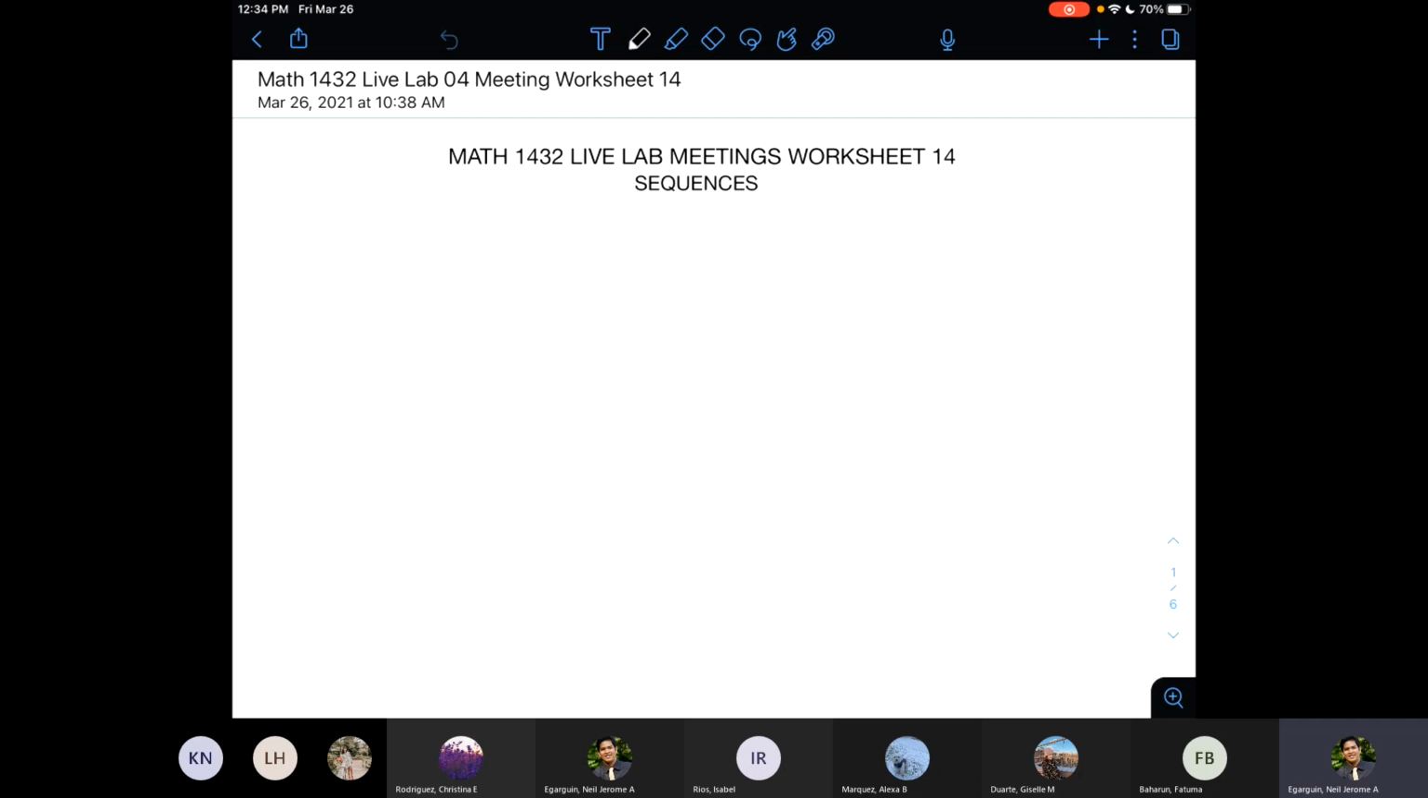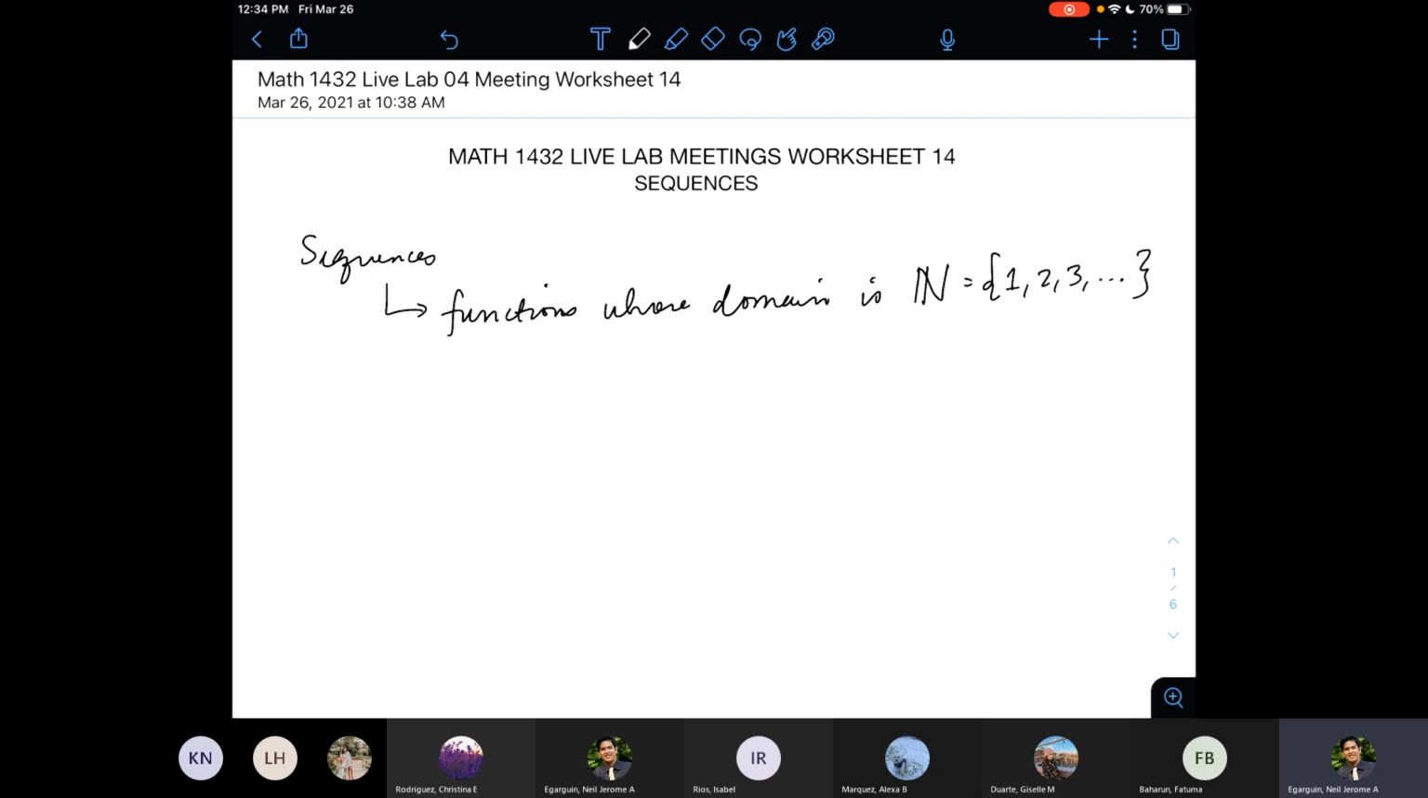Okay, so you have sequences. Well, I'm not sure what you already covered, but sequences are nothing more than functions. These are functions like your usual x squared, ln of x, e to the x, but the difference is their domain is just the set of natural numbers, right? Natural numbers, 1, 2, 3, and so on.